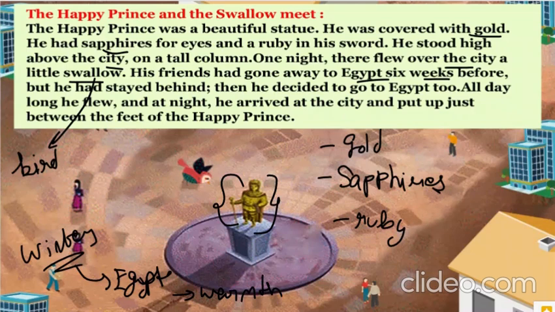So one night when he was flying, he decided, now it's time for me, I'll go to Egypt now. All day long he flew, and at night he arrived at the city and put up just between the feet of the Happy Prince. He was flying too much, so he was now tired at night. So in between the legs of the Happy Prince, the swallow took some rest.